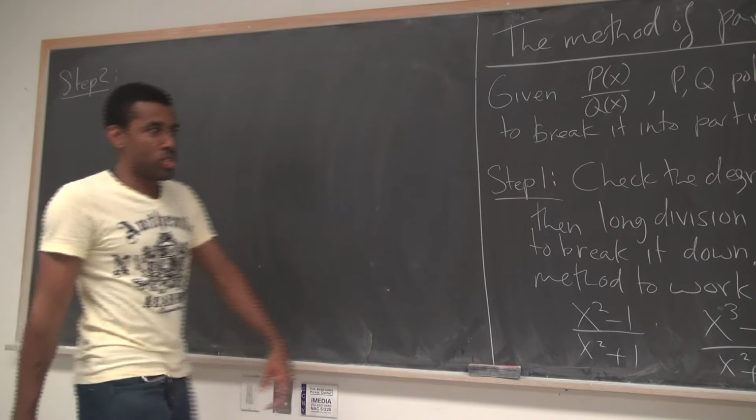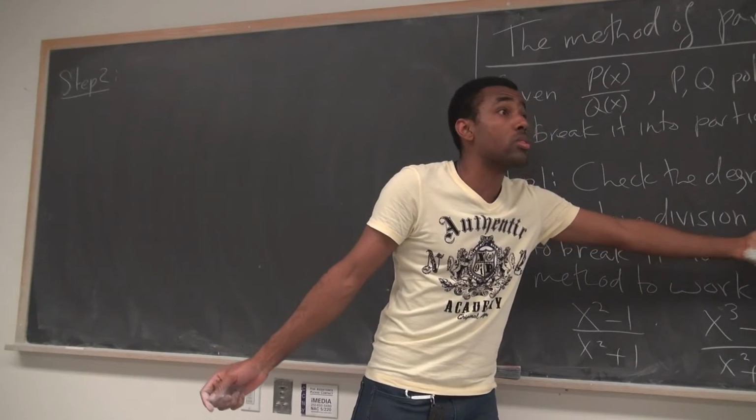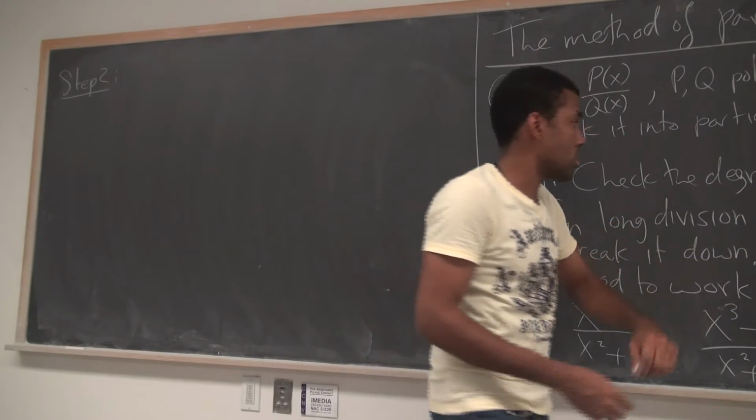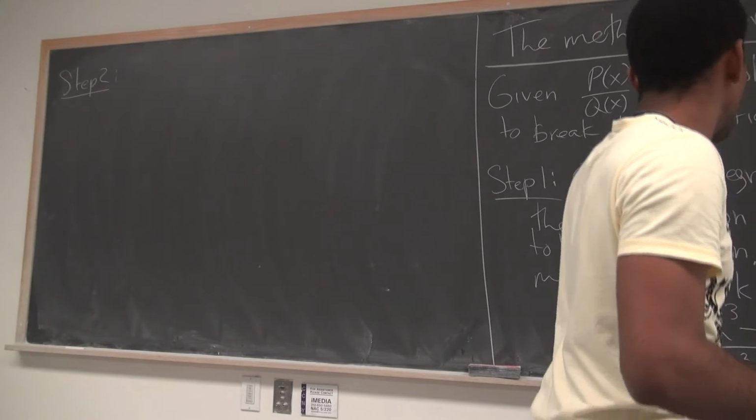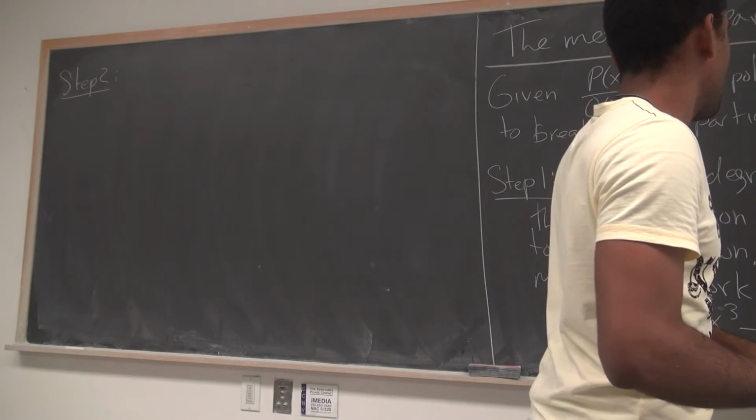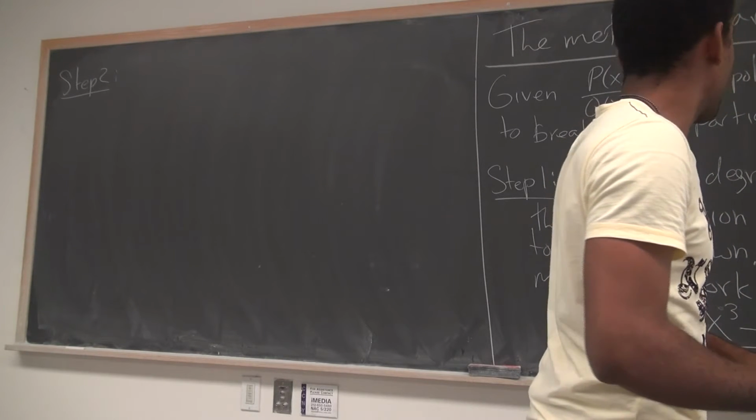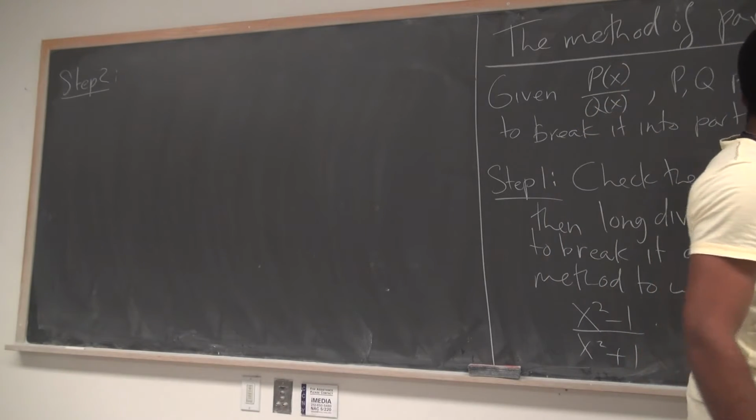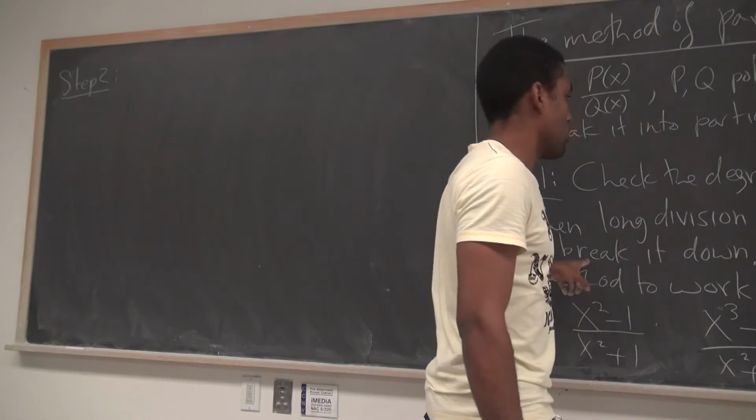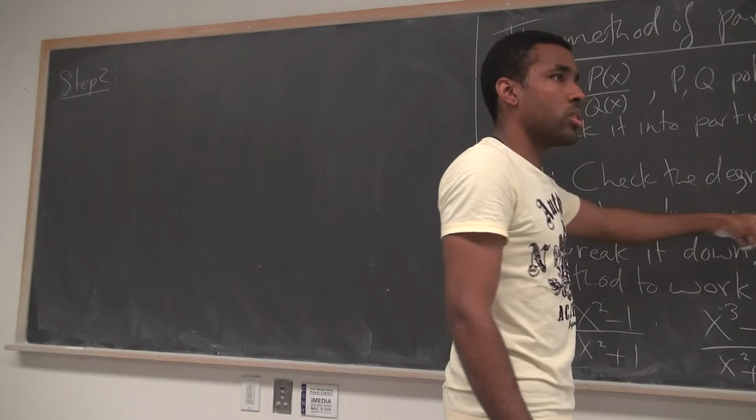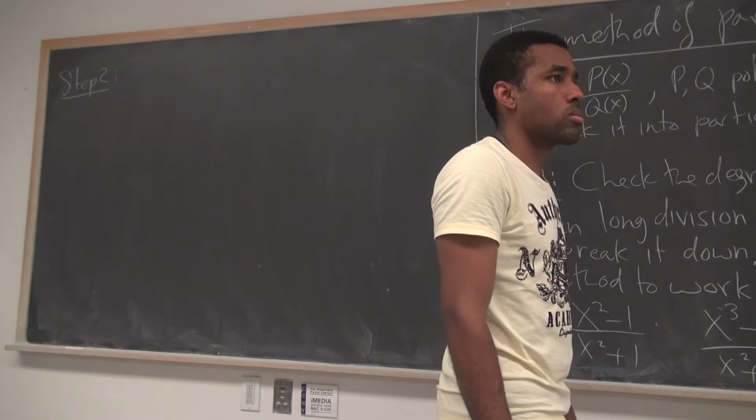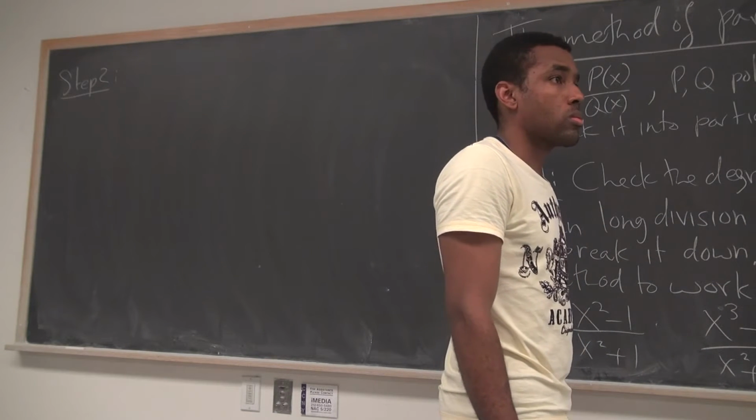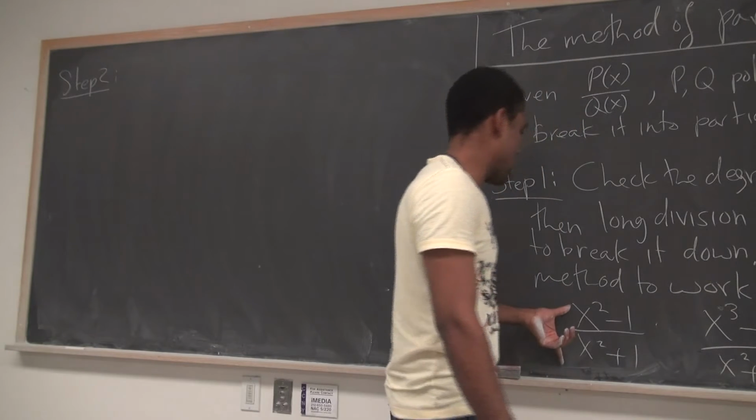Once you know that the degree of p is actually smaller than the degree of q. The degree of p has to be greater than q to do long division, but that means it can't work if it's less than q. If the degree of p is bigger than the degree of q, then you have to do long division, not this method. Like this is an example.